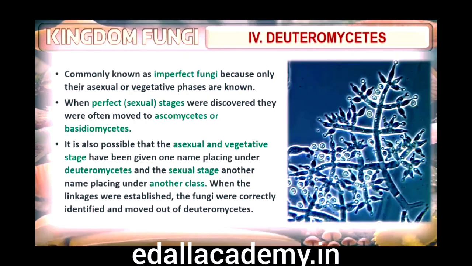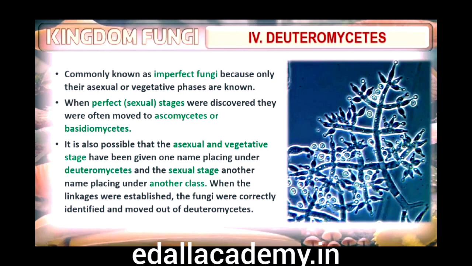Fourth is deuteromycetes. Commonly known as imperfect fungi because only the asexual or vegetative phases of these fungi are known. When the sexual forms of these fungi were discovered, they were moved into classes they rightly belong to. It is also possible that the asexual and vegetative stage have been given one name, and placed under deuteromycetes, and the sexual stage another, and placed under another class. Later, when the linkages were established, the fungi were correctly identified and moved out of deuteromycetes.